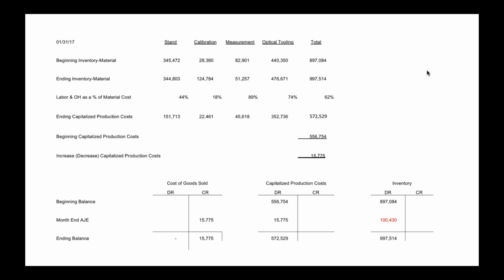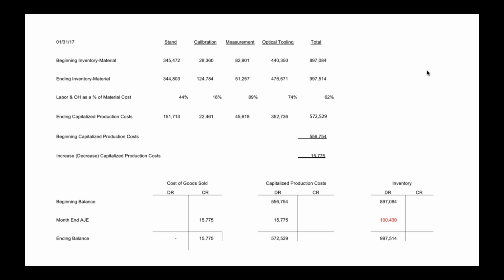The next step would be, for example, the end of January. So we have our ending material for January by value stream, and in total you see it's $997,514. That's the second line from the top. Using our labor and overhead percentage as material cost, you simply multiply the ending material value by the percentages to get what the capitalized production costs need to be. And that totals $572,529.